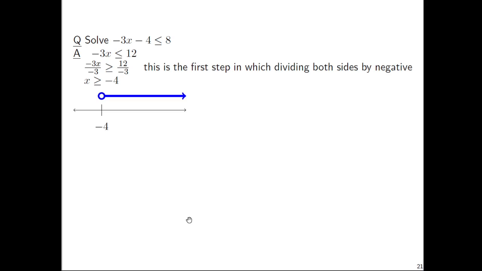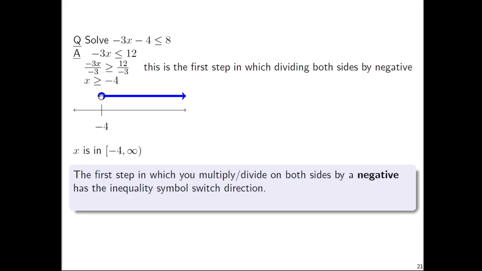Okay, picture this. From -4, oh, this should be filled in. I'll fix that, apologies there. So fill in this dot here and then everything to the right. And in interval notation, bracket -4, comma infinity, parenthesis. The first step in which you multiply or divide on both sides by a negative, that's the step in which the inequality symbol should be switching directions.